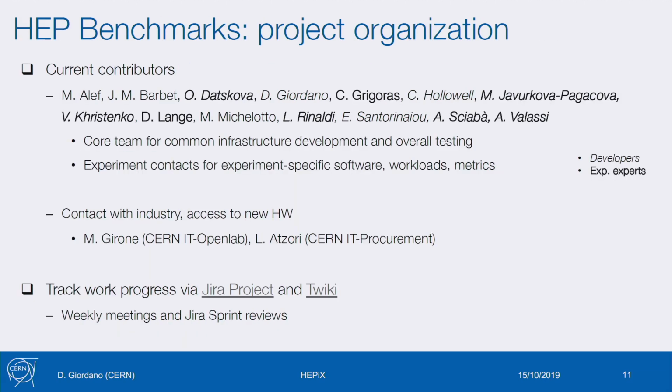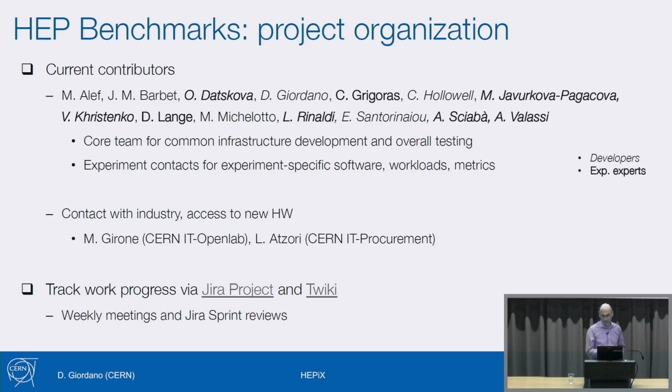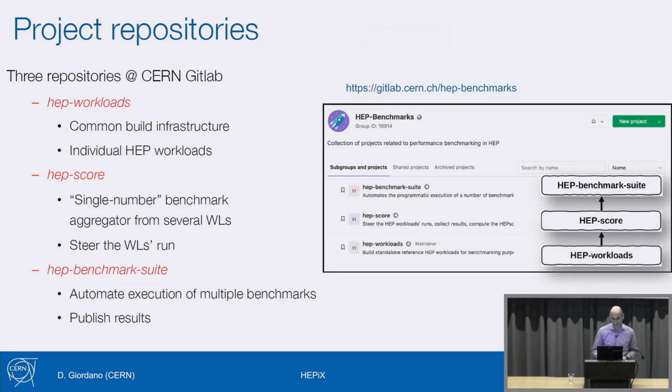So we started this project that involves a number of people. Most of them are from the experimental area, so they are the experts that can tell us how to run a workload. There are others that are mainly from the benchmarking working group that are doing development of a core infrastructure or testing. And everything is essentially publicly available in the GitLab repository and this Jira project that has all the tickets that we cover for the development and the testing phase.